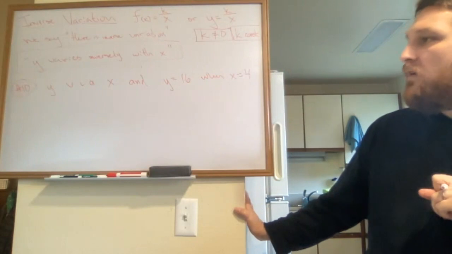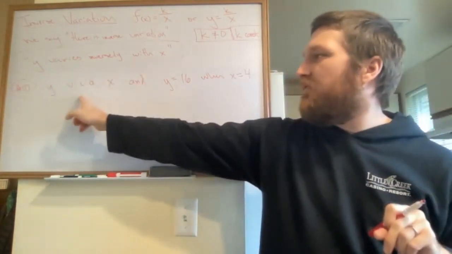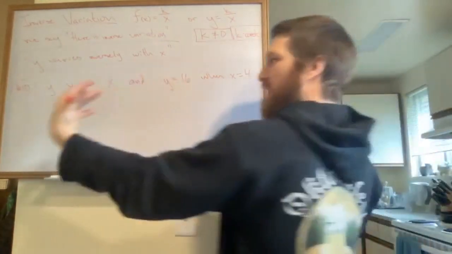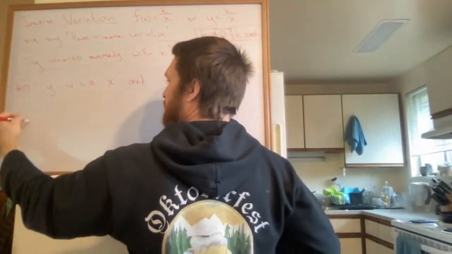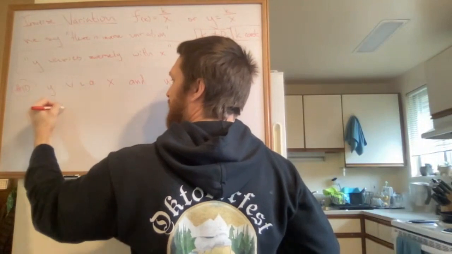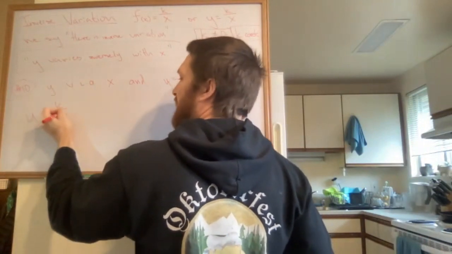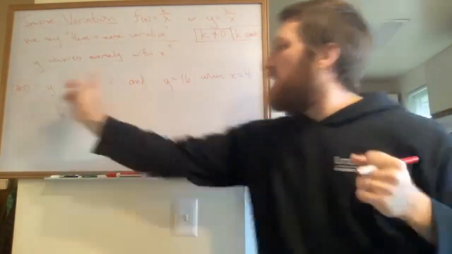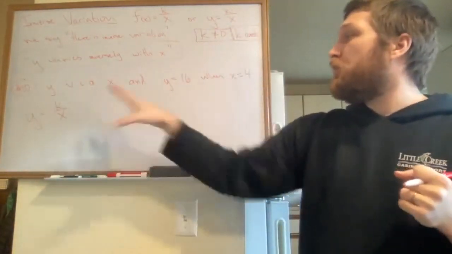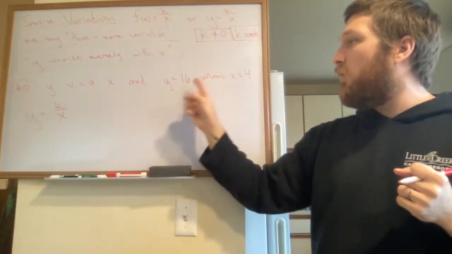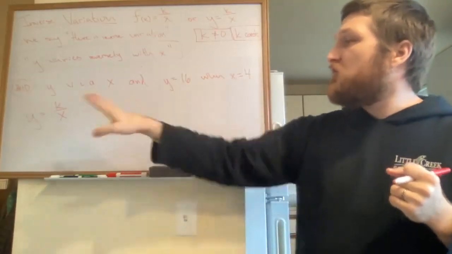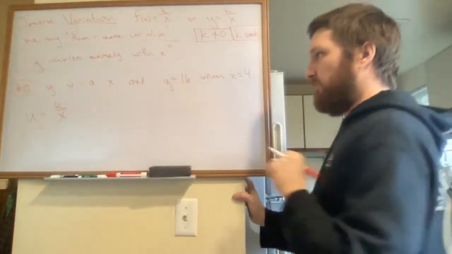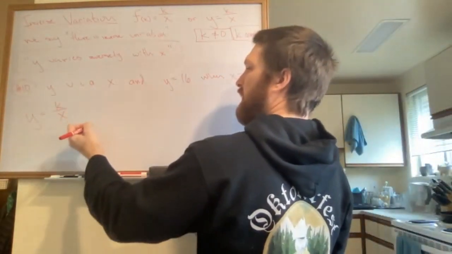Okay, so Y varies inversely as X. What does that mean? Y equals K over X. It means that there is some constant that does not change, a constant K, such that this is true. It's also true that whenever X is equal to 4, Y is equal to 16. So what do I do to find K? You multiply each side by 4.